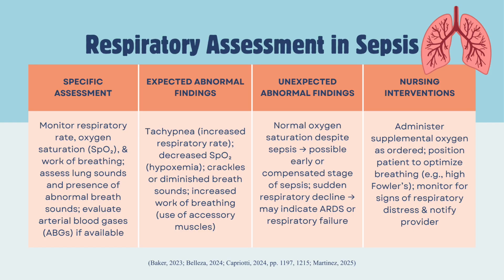Unexpected findings may include normal oxygen saturation despite the presence of sepsis, which can occur in early or compensated stages. A sudden respiratory decline may indicate progression to acute respiratory distress syndrome or respiratory failure. Nursing interventions include administering supplemental oxygen as ordered, positioning the patient to optimize breathing, such as in high Fowler's position, and closely monitoring for signs of respiratory distress while promptly notifying the provider of any deterioration.